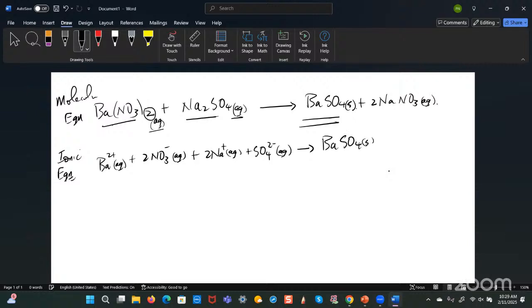And then what about the sodium nitrate? Will that dissociate? It will dissociate. So when it dissociates, it forms 2Na plus aqueous plus 2NO3 minus aqueous. Okay, what's the next step? Okay, so what are the spectator ions we can identify in this case?